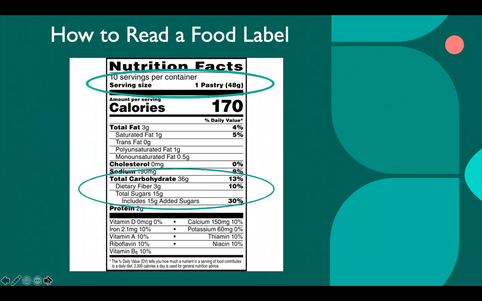So this is a food label. I'm sure everyone has seen this image before. The first thing that everyone should look at is the servings per container and the serving size. This item is a Pop-Tart. I know in Pop-Tarts, there are usually 2 pastries in one package. However, the serving size is only 1 pastry. So it is really important to look at the serving size. And 1 serving is all of these values.